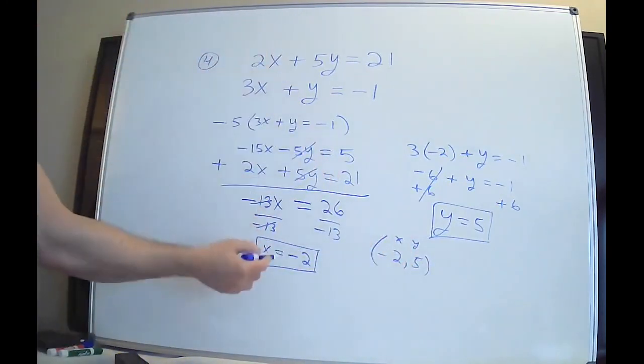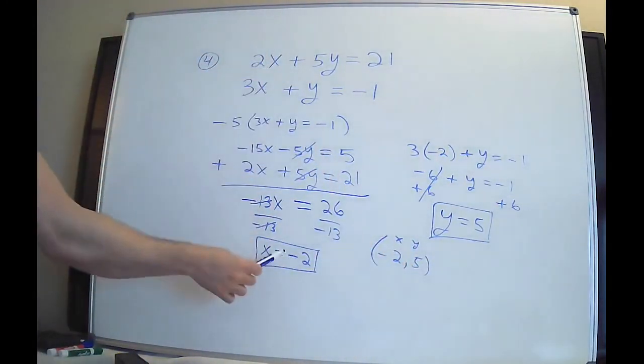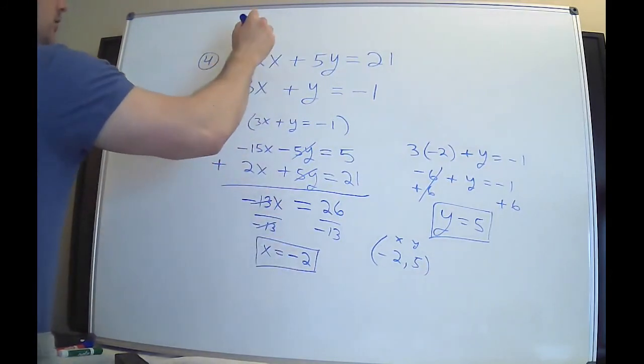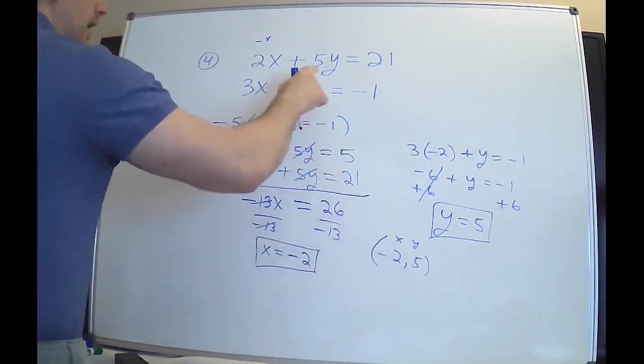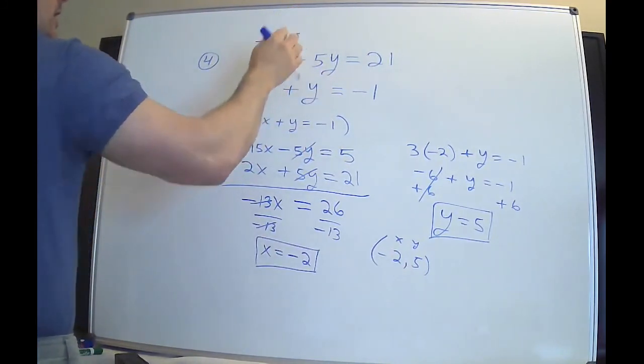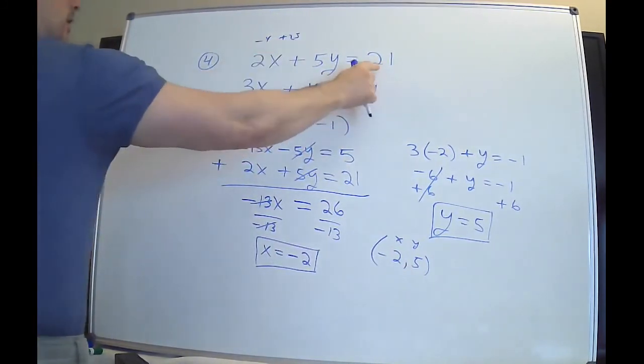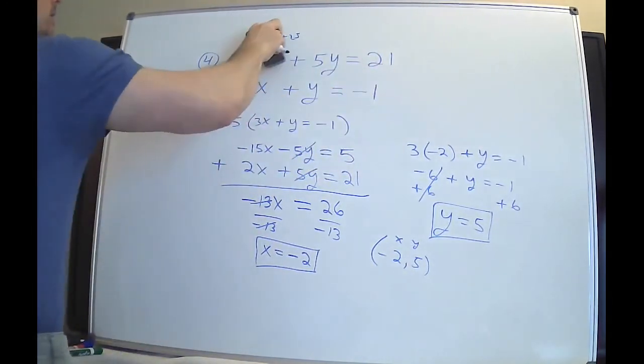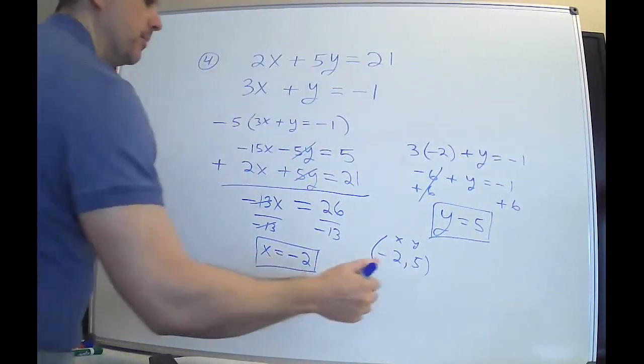I'm going to check it above here. Let's see. X was negative 2. So if you do 2 times negative 2, you get negative 4. If you do 5 for Y, 5 times 5 is 25. Positive 25 take away 4, 21. It worked. So I know we're good. This is the right answer.